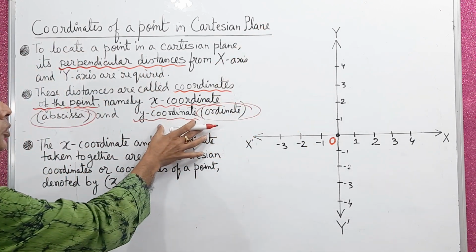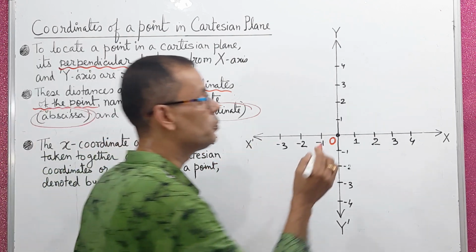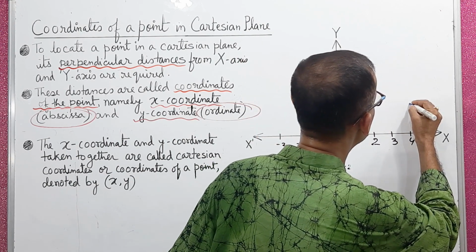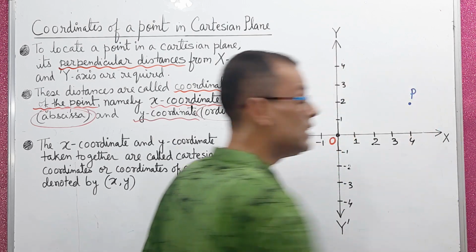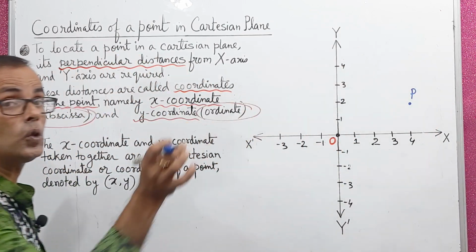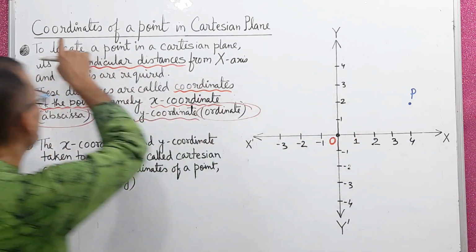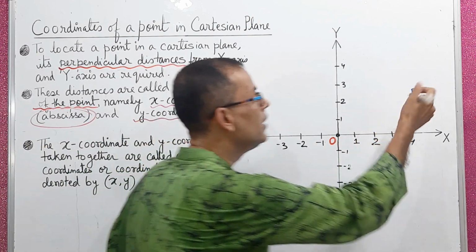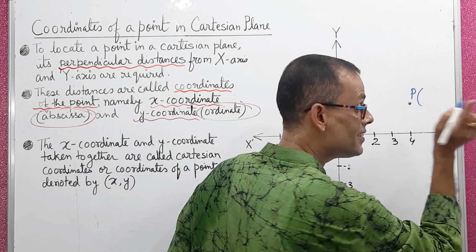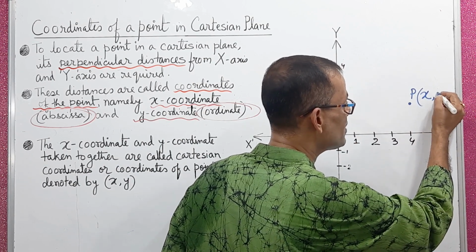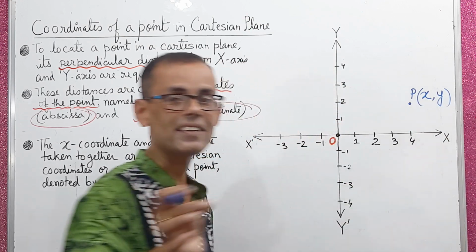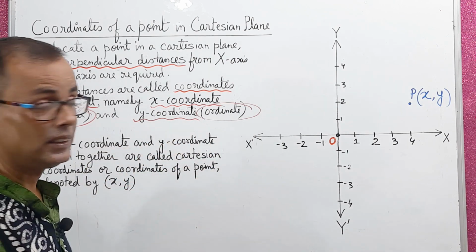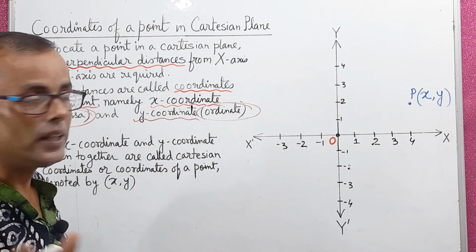Suppose I want to plot a point. Let me take a point here. Suppose this point is P. Now to find out the coordinates of this point P, we are learning coordinates of a point. So the coordinates of this point P are: the first one is the x coordinate and the next one is the y coordinate. So how do we write it? x comma y. This is the simple thing. I have written x comma y, x coordinate and y coordinate.